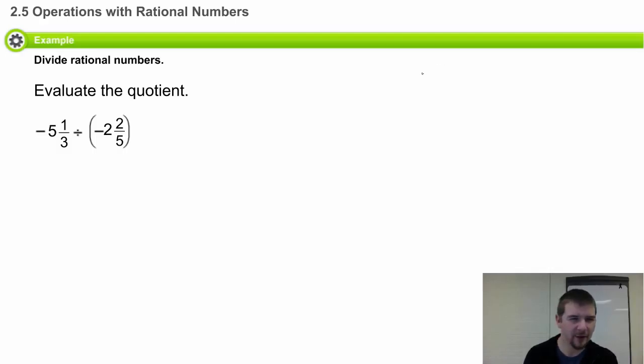It says to evaluate the quotient. Again, we're given mixed numbers, -5 1/3 divided by -2 2/5. Now that property still applies. When we divide two numbers that are negative, our quotient, that's the answer in a division problem, will be positive.